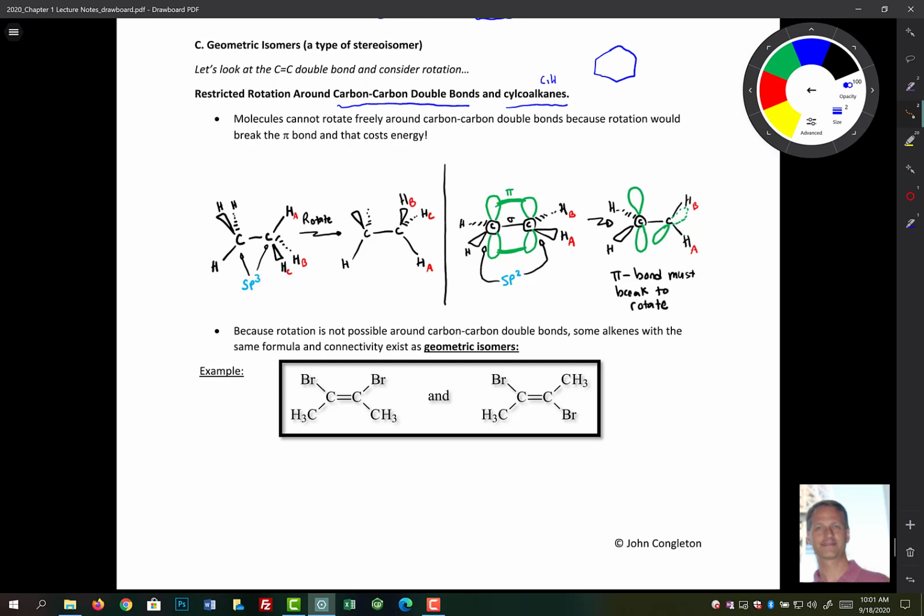Is it possible to break it? Yeah, but it doesn't have free rotation. You have to put some energy into it in order to make this bond rotate. Whereas if we have something that's sp3 hybridized like this, each of these carbon atoms has free rotation.